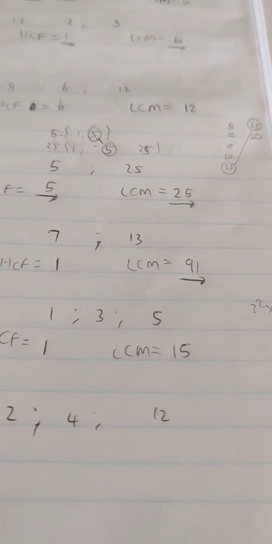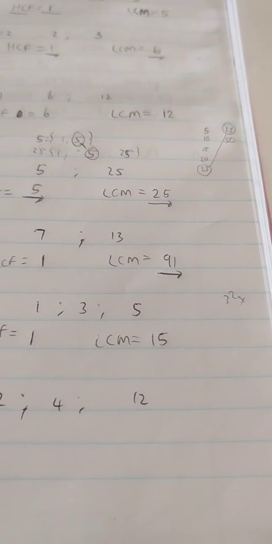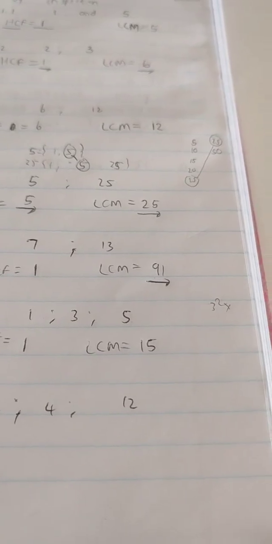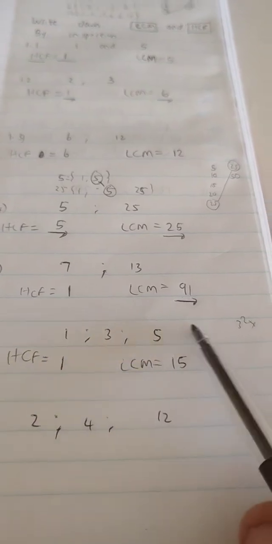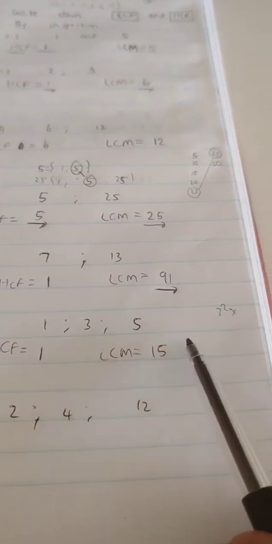Yes. You see, now you are with the game, my dear. And obviously 1, you can count all the way to 15. So you can see that the lowest number that you arrive at as you run those multiples is 15.